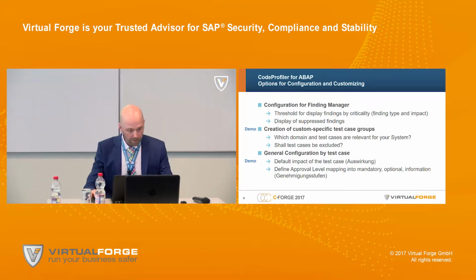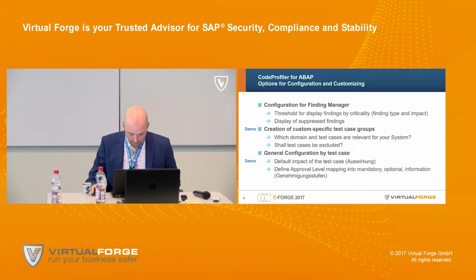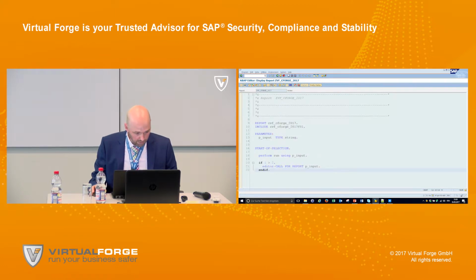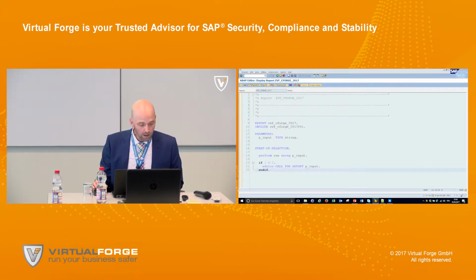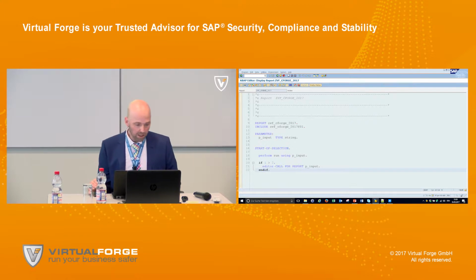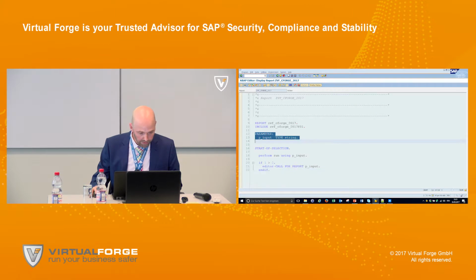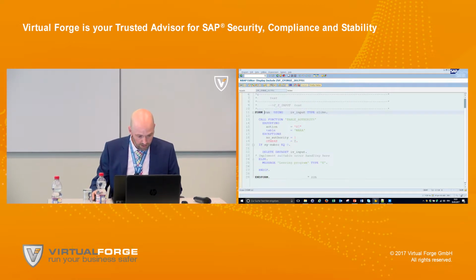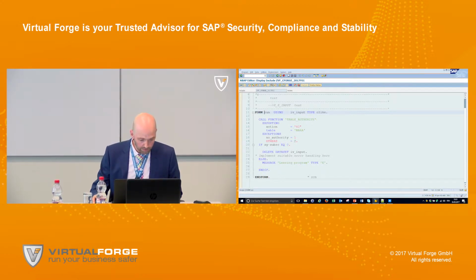Okay, so let's close that and we go into the system which I prepared here. It's our demo system. So I wrote a tiny little report. You see here there's a selection screen built, and we have start of selection, then there's a subroutine called run. And in that form routine, something is happening, like a function call.